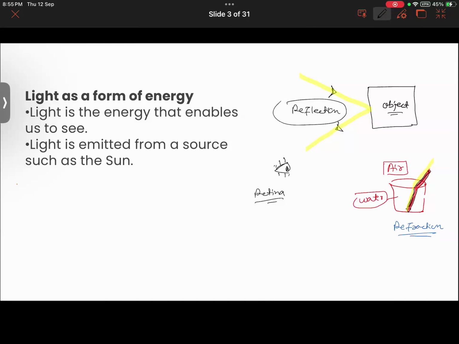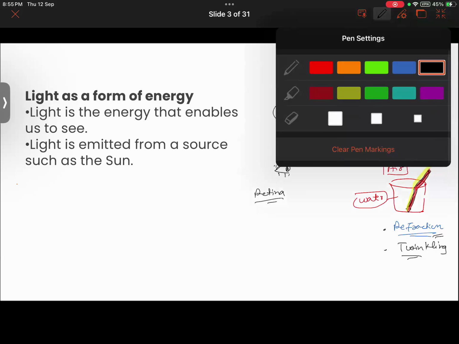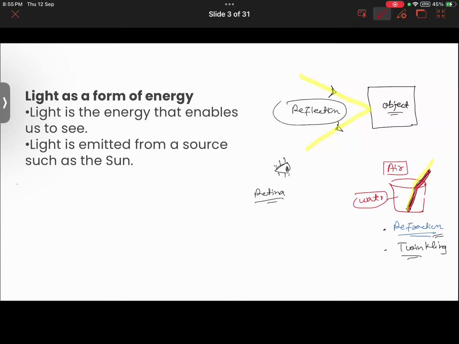It is because of refraction only that you get to see twinkling. Why do the stars appear to twinkle? It is because of refraction. Anyways, when light falls on an object, some of it gets reflected, and when this reflected light comes to our eyes, we are able to see that object.